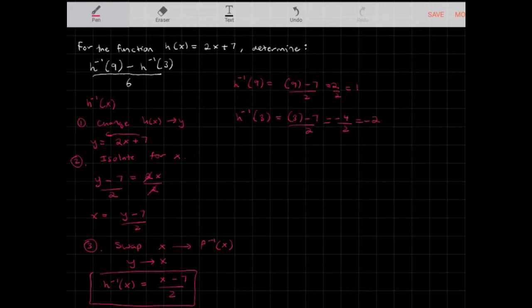Okay, and then I'm going to plug this into our expression. So h inverse of 9 here was 1, minus h inverse of 3, which is negative 2, and I'm going to divide this over 6. So this is basically, using integer operations, 1 plus 2 over 6, which is 3 over 6. You can write the simplified answer as a half if you put your fraction in lowest terms. And that's the answer to this expression.